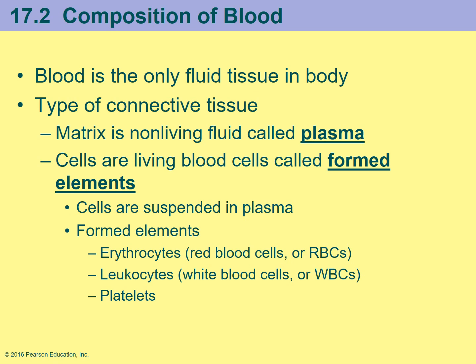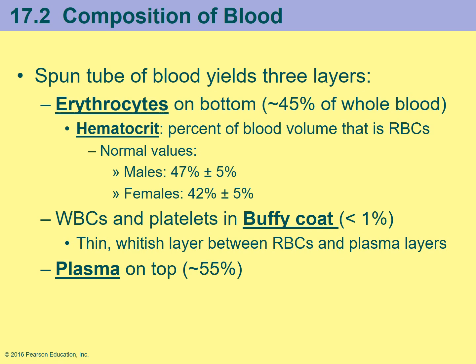With the formed elements, you're going to have three components. You will have the erythrocytes, which is just a fancy way of saying red blood cells. You have the leukocytes, which are white blood cells. And then you have the platelets. If you took a sample of blood and you were to spin it, you would end up with three layers. On the bottom, roughly 45% of the overall blood volume is where the erythrocytes, or red blood cells, are going to be. A hematocrit is the percent of blood volume that is red blood cells.